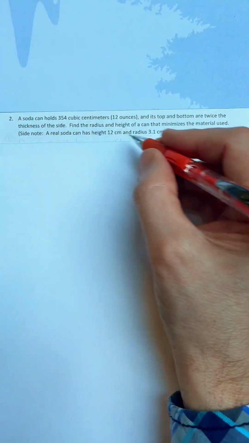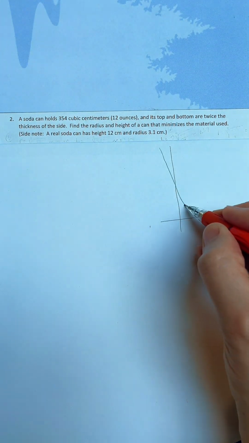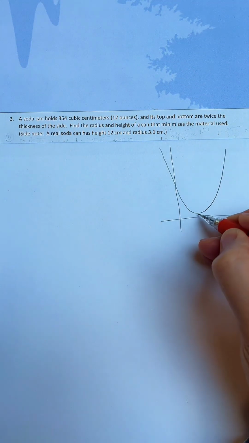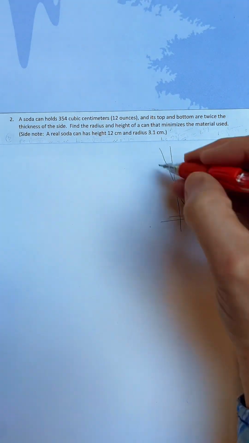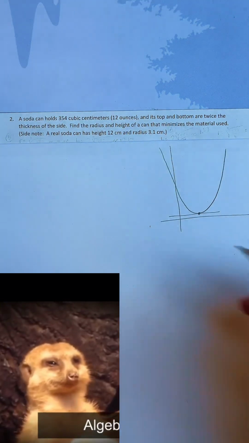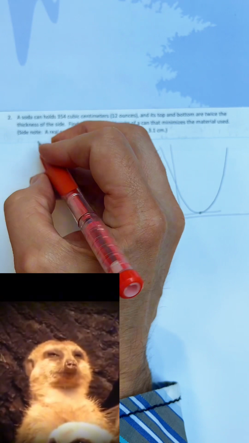So minimizes implies to me that there's going to be a graph where there's some minimum. We'll take the derivative and find where that is. So calculus once again. Let's start with what do we know?